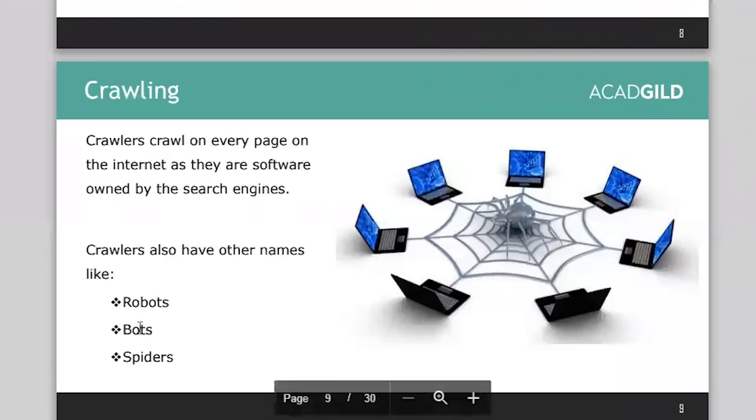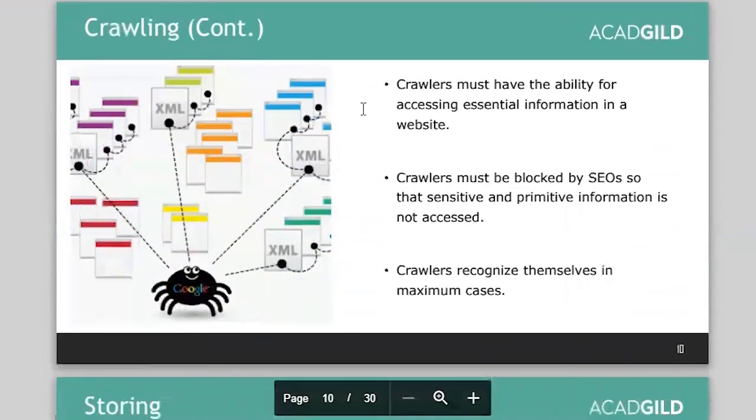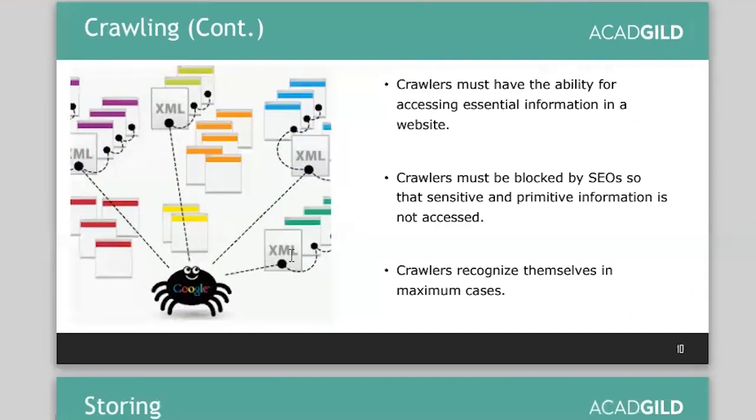Crawlers crawl every page on the internet as they are software owned by the search engines. They are also called robots, bots, or spiders. Now, one thing to remember, our robot always understands the XML language, the binary coding. Full form of XML is Extensible Markup Language. This is not for you to learn, fine? You may only learn a few topics of HTML, a few topics of CSS, that's it, nothing else.